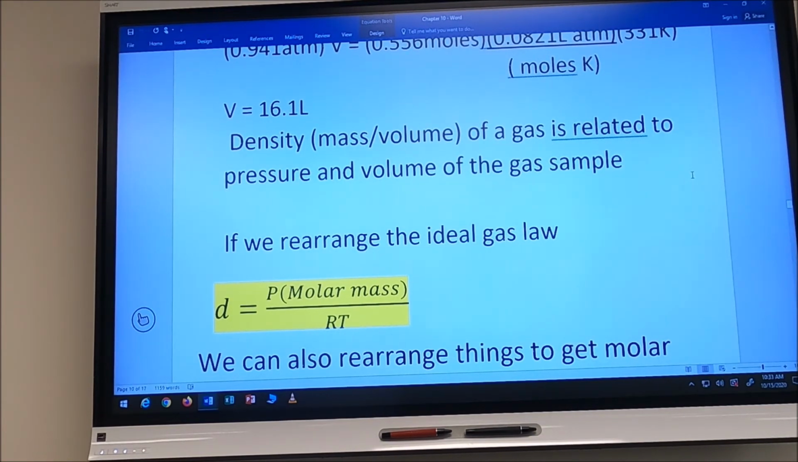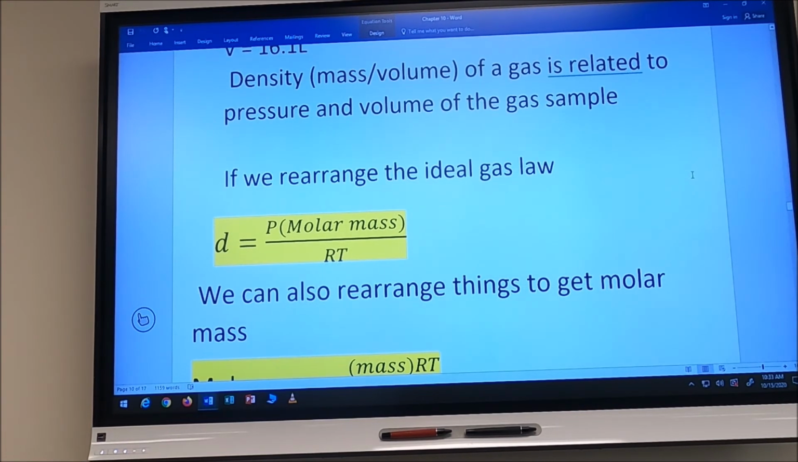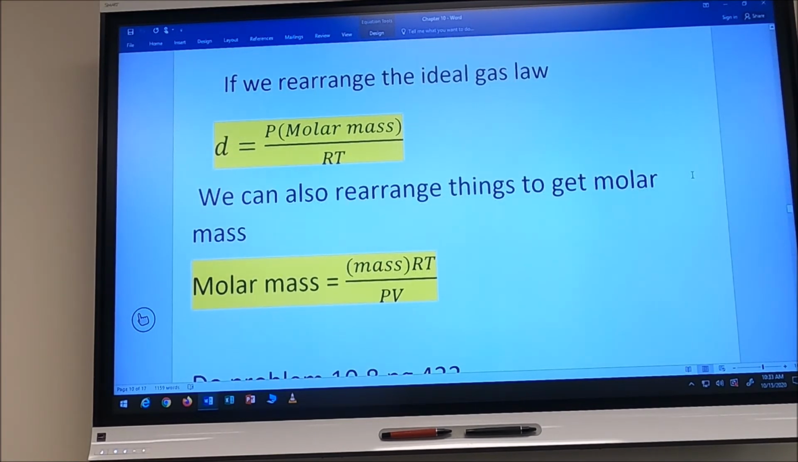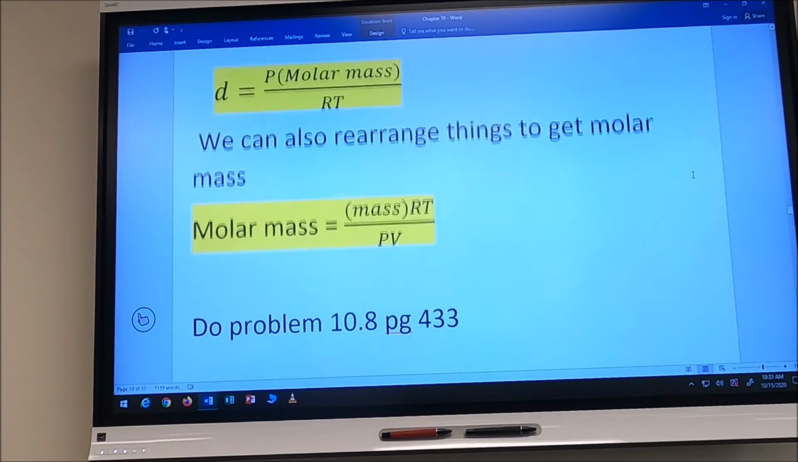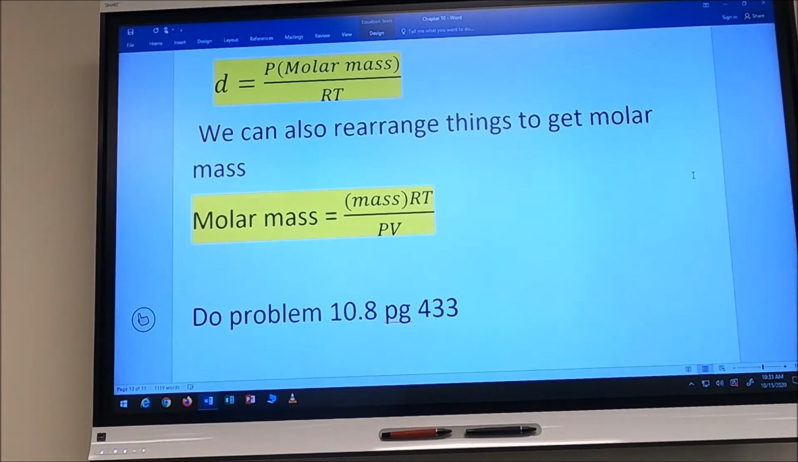Now, density, which is mass divided by volume of gas, is related to the pressure and the volume of the gas sample. If we rearrange the ideal gas law, okay, what we can do is say that density equals pressure times molar mass over RT. Or playing with it a little bit more, we can say that molar mass is equal to the mass of the sample times R times T over PV. Now guys, this is important because this gives us a way to determine the molar mass of a substance without knowing what the formula for the substance is.